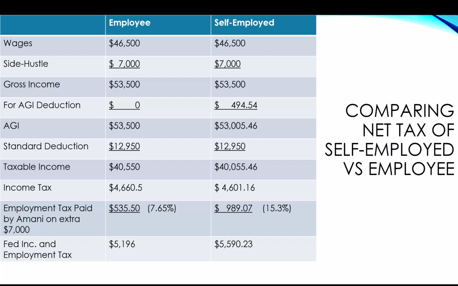He could work for one football club and earn $7,000 and be an employee, or he could work for a different football club and be an independent contractor, also earning $7,000. In both cases, his gross income from both his regular job and his part-time work as a football coach would yield him $53,500. He only receives a for AGI deduction of $494.54 when he's an independent contractor.